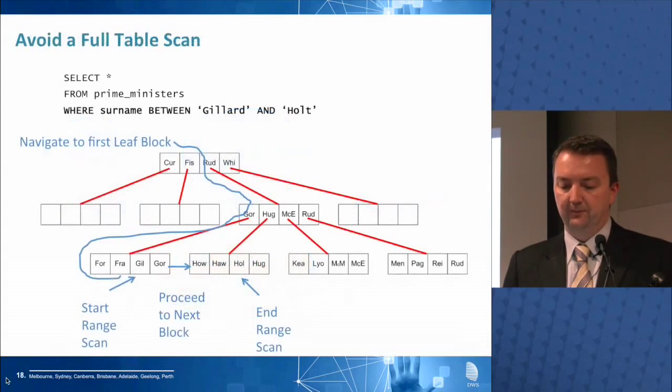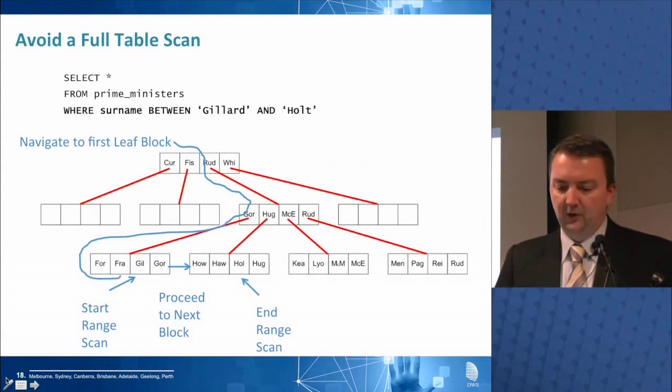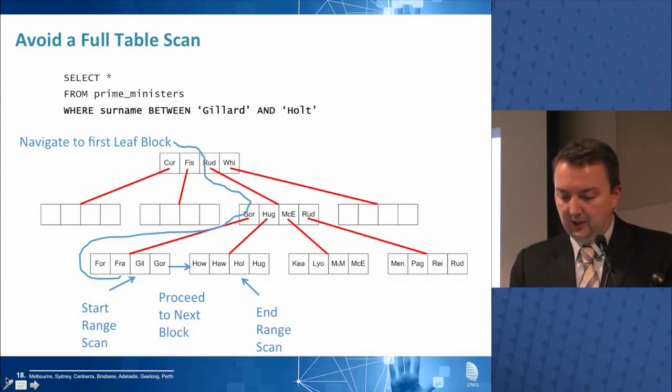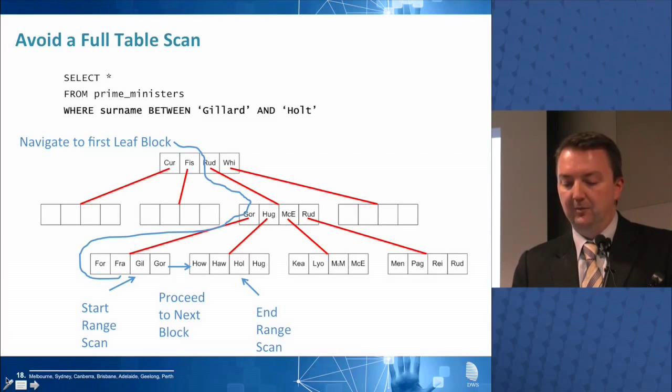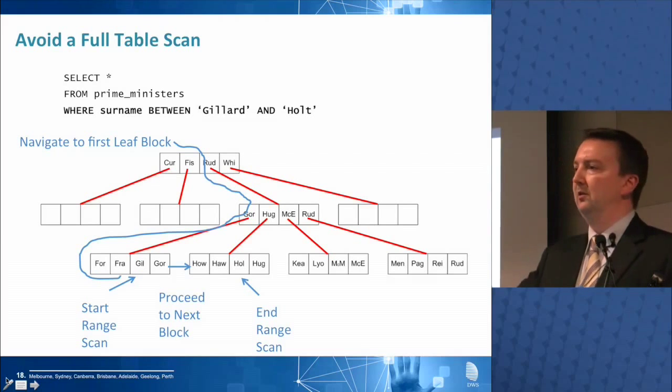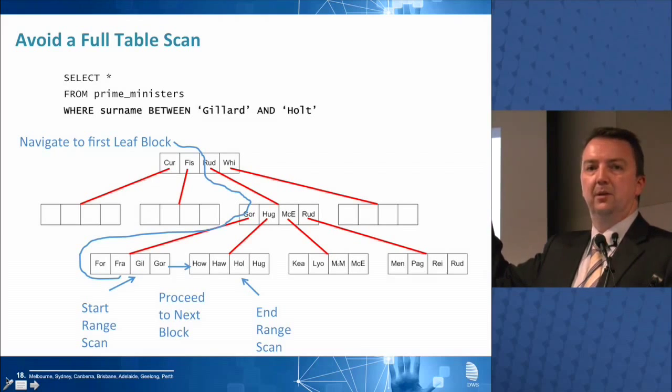So I'll cover both of those. But first, avoiding a full table scan. Here's our index again, or a depiction of our index, and here's a SQL that we might run against that. Select star from Prime Ministers where surname between Gillard and Holt. Who knew that you could use indexes to evaluate a between condition?